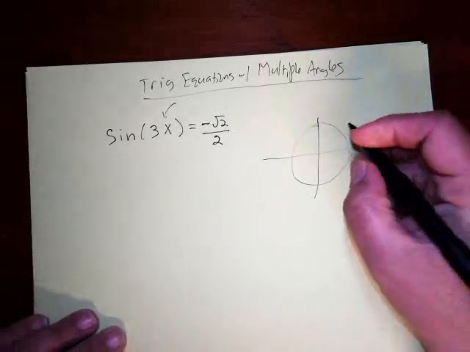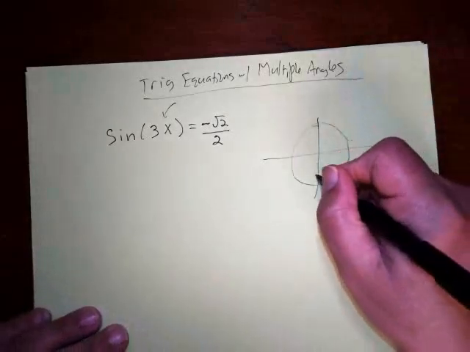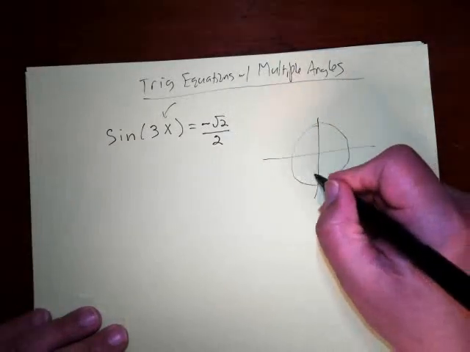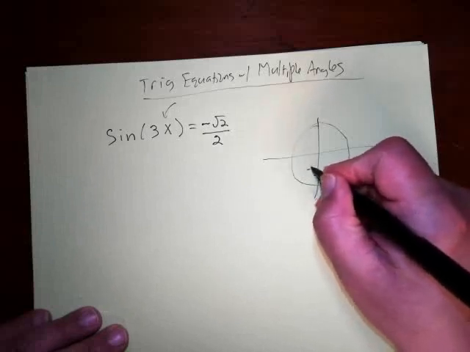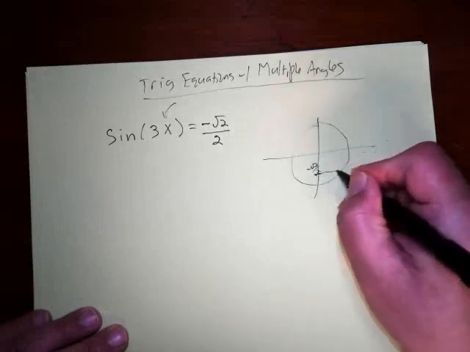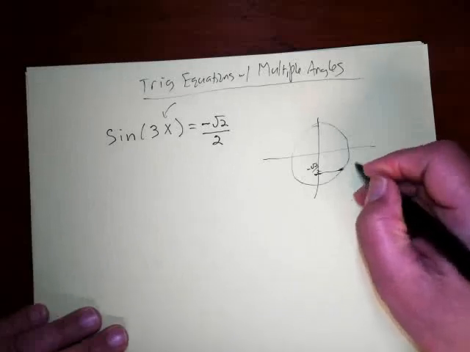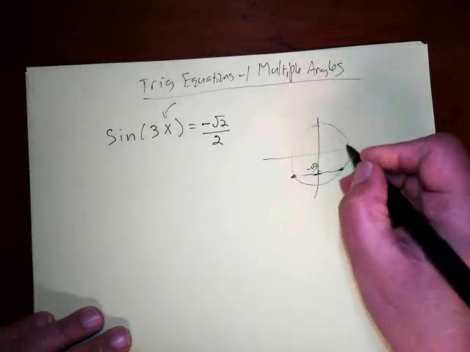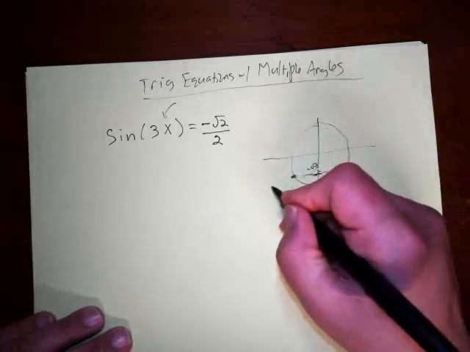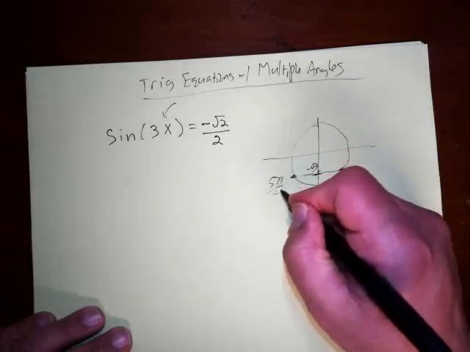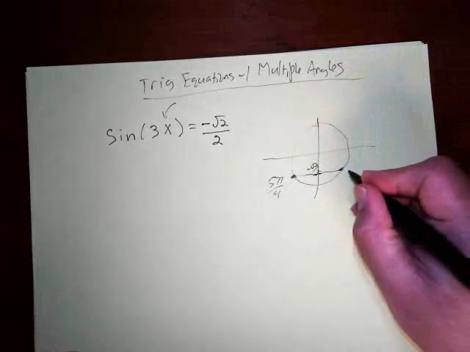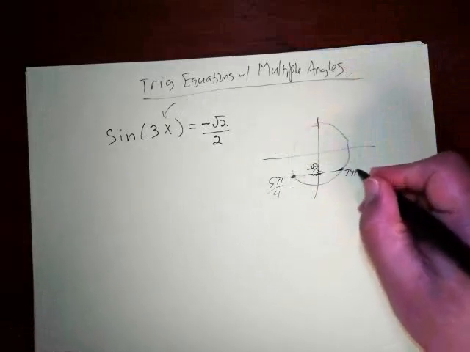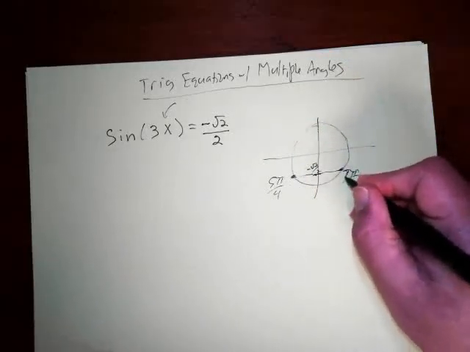Okay? And negative square root of 2 over 2 is like right here. This is sine, so it's on this axis. Negative square root of 2 over 2, right? So these are the 2 points. This one would be 5 pi over 4, and this one would be 7 pi over 4. Those are going to be the two.